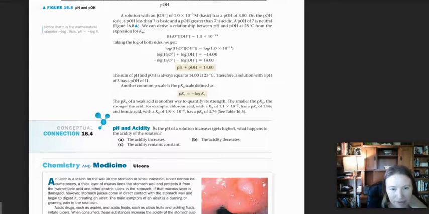Okay, conceptual connection. As pH of a solution increases, if the pH is getting higher, what happens to the acidity? Well, a higher pH means it's more basic, so that means the acidity goes down. So the correct answer would be the acidity decreases.